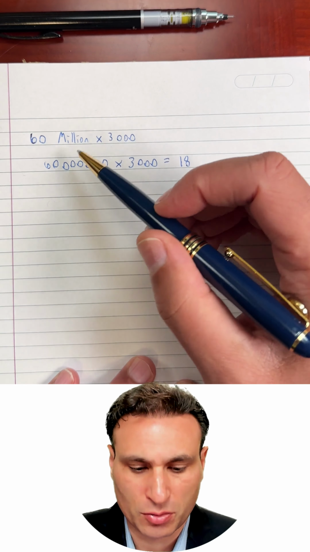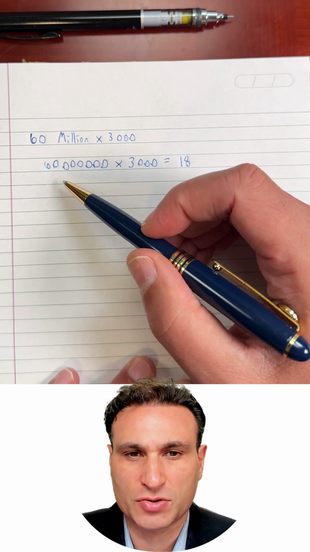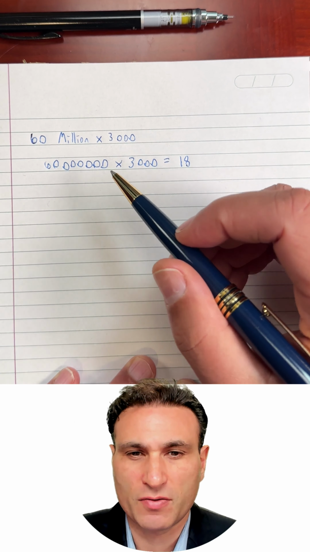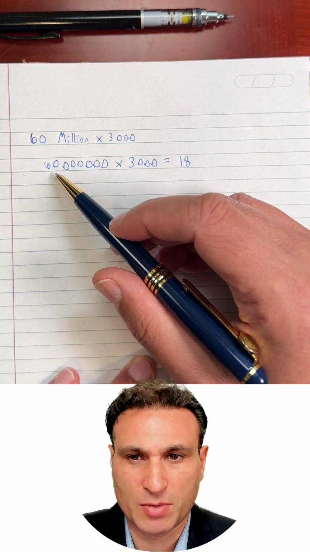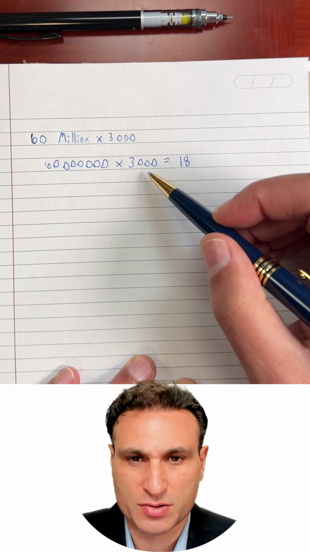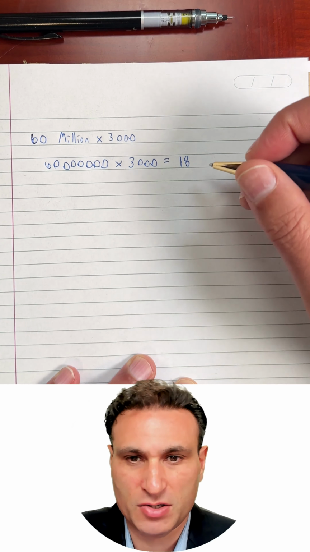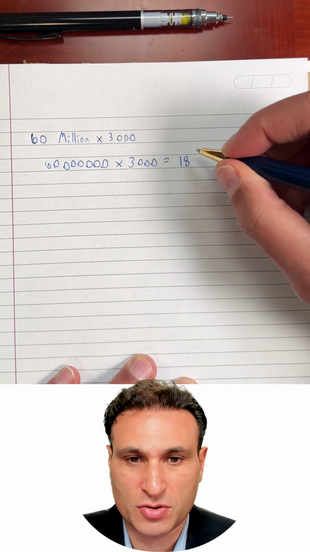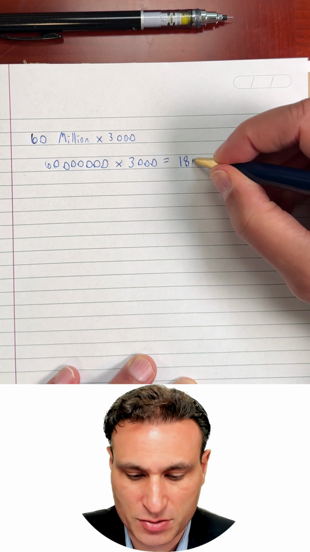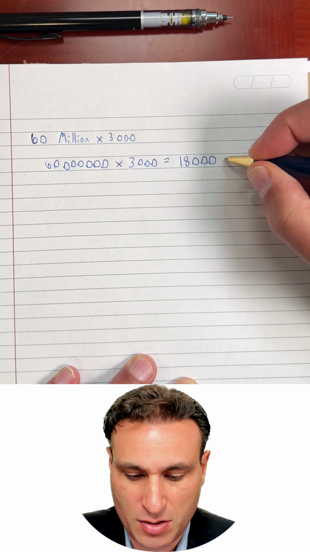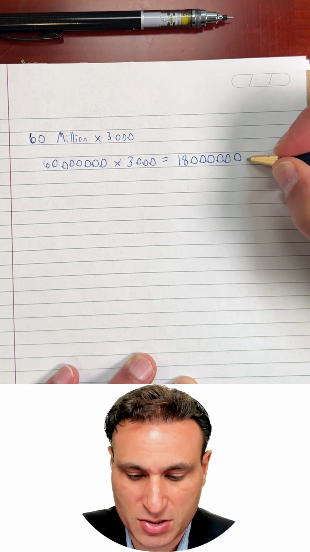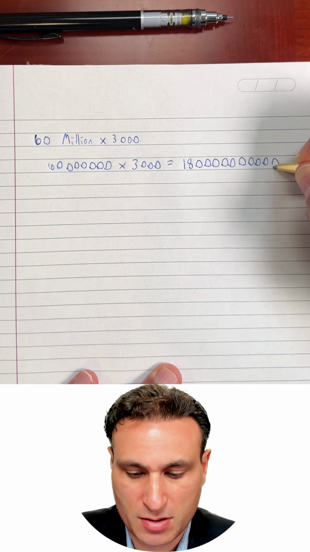Next, they count the total number of zeros in the two multiplication terms. How many zeros do we have? We have 7 zeros in 60 million and 3 zeros in 3,000 for a total of 10 zeros. Then they append 10 zeros to the end of 18. So they write 10 zeros: 1, 2, 3, 4, 5, 6, 7, 8, 9, 10.